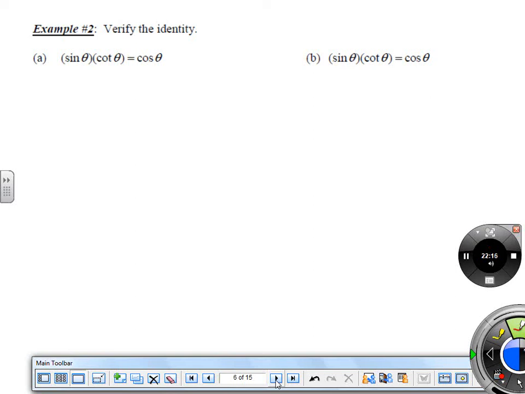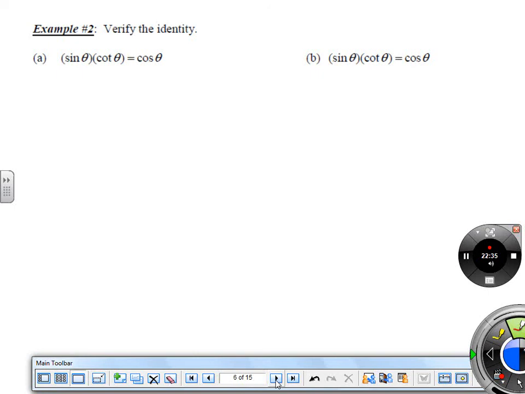All right, so I have sine theta times cotangent theta equals cosine theta, and I'm supposed to verify that this is true. So let's pick a side. Let's start manipulating and see if we can get it to look like the other side. So where do you guys want to start? Left side, right side? Left? Got more stuff to work with over there? Yeah, that's what I feel like too.